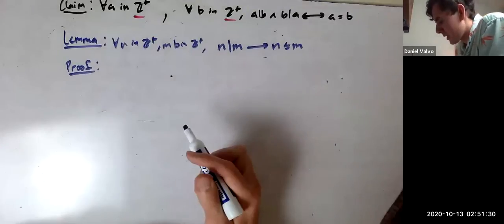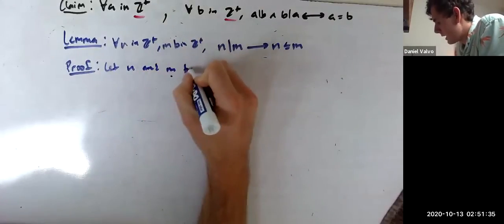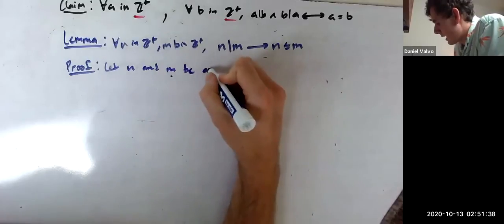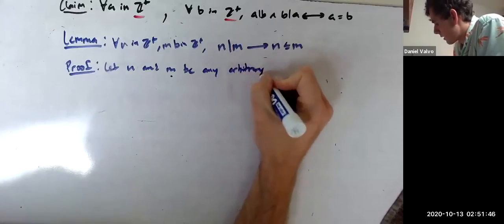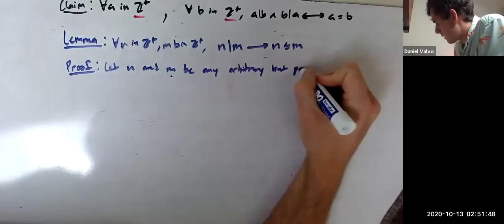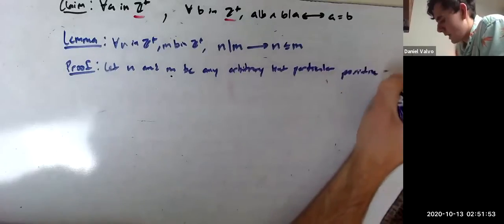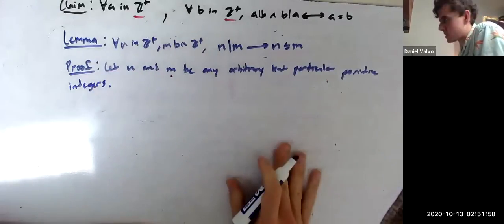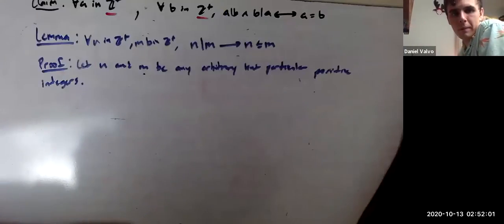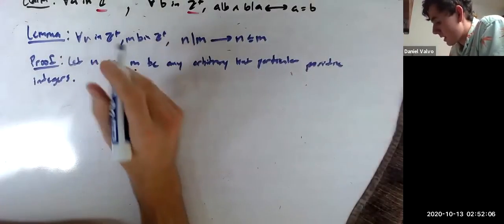So, proof. Let N and M be any arbitrary but particular positive integers. That's how we start all these guys.